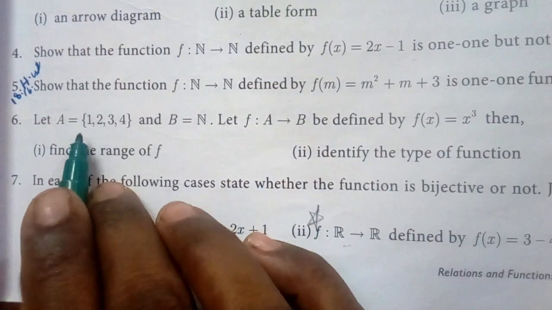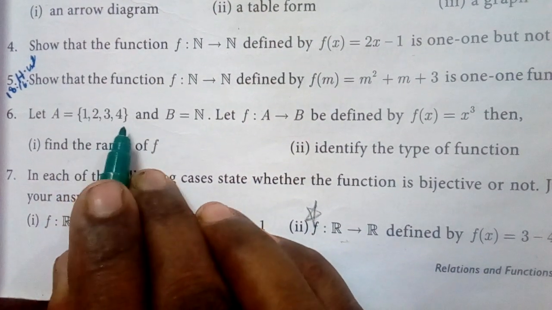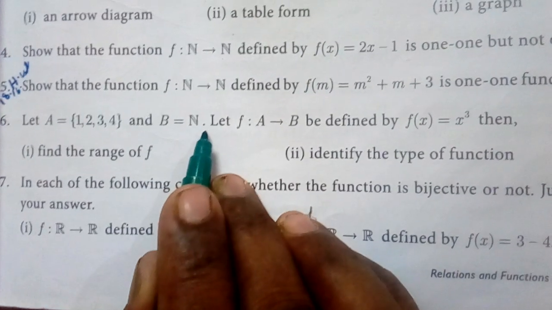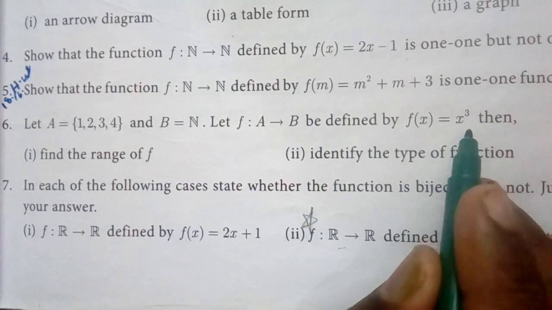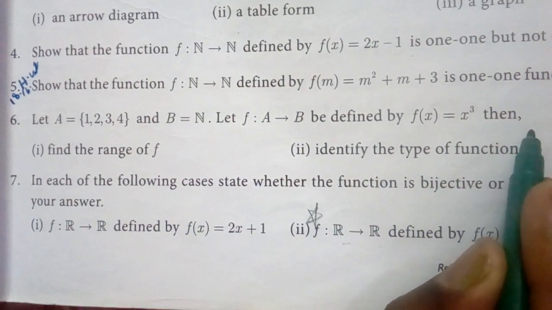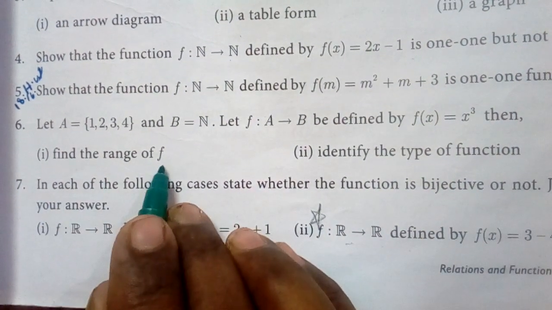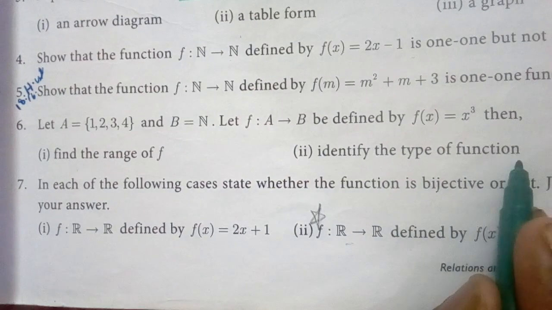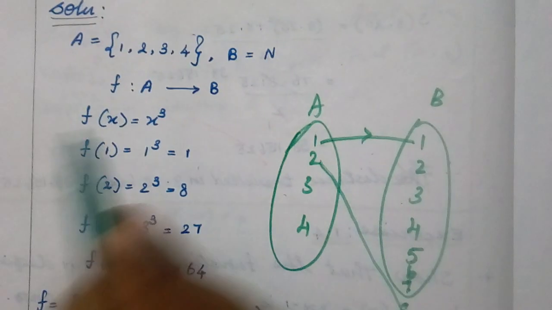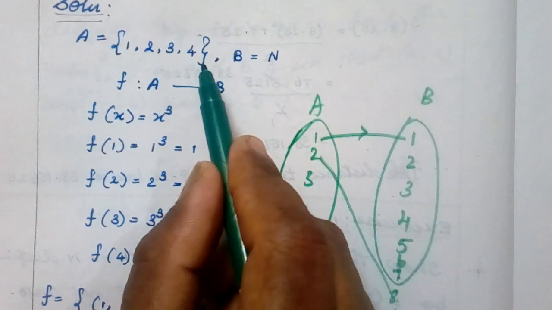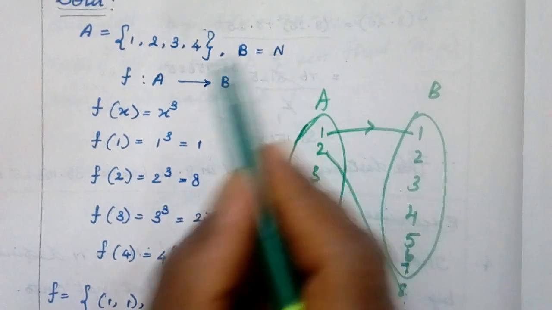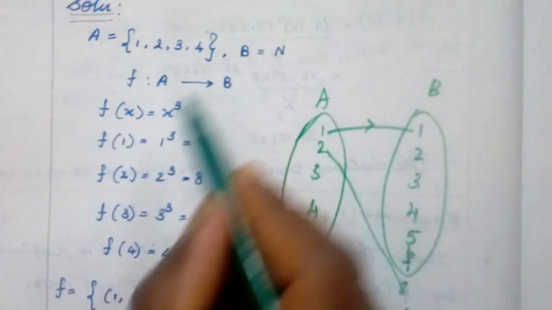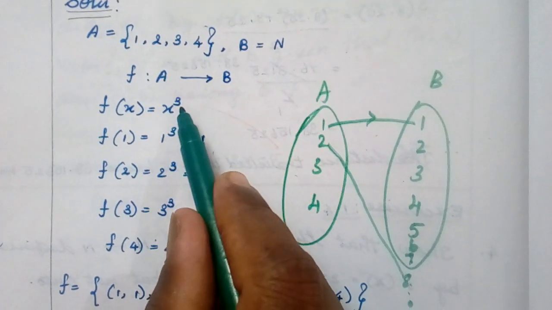Sixth problem: let A be equal to the set of all 1, 2, 3, 4 and B is equal to N. Let f from A to B be defined by f of x is equal to x cube. Then find the range of f. Identify the type of function. Given A equal to the set {1, 2, 3, 4}, B equal to N, that means natural numbers starting from 1. Function f from A to B, the given condition f of x is equal to x cube.